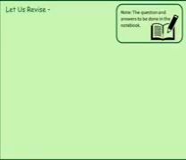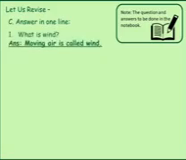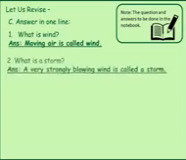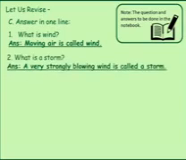Let's begin with question C. In this, we have to answer the questions in one line. Question number 1. What is wind? Answer. Moving air is called wind. Question 2. What is a storm? Answer. A very strongly blowing wind is called a storm.